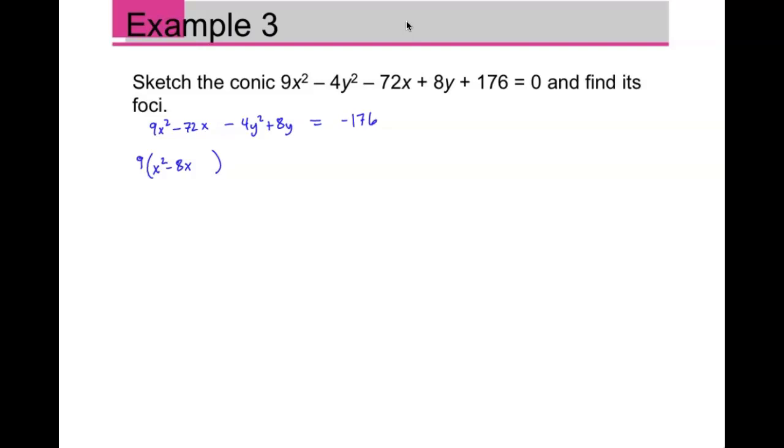For the y terms, I'm going to factor out the negative 4. I'm going to have y squared plus 2y. I'm going to leave a space to complete the square. And on the right-hand side, I still have the negative 176.